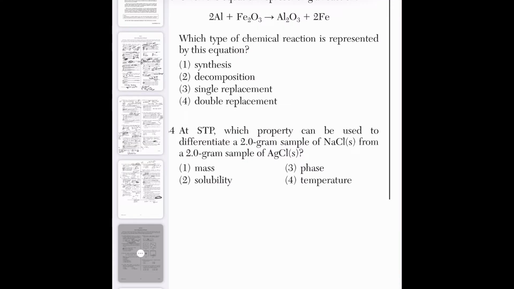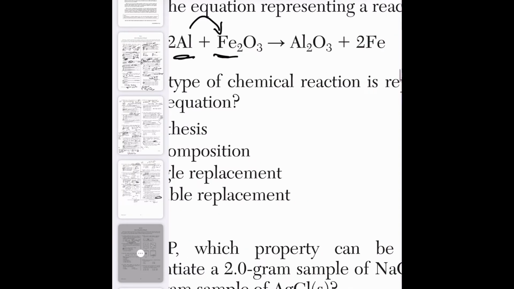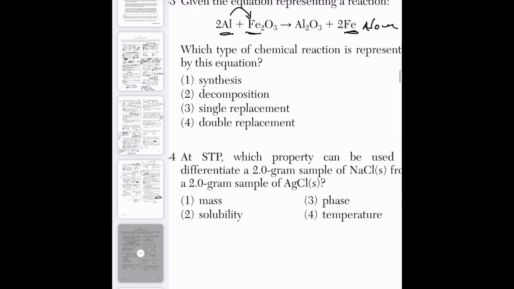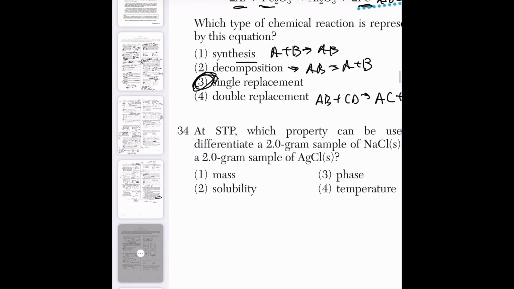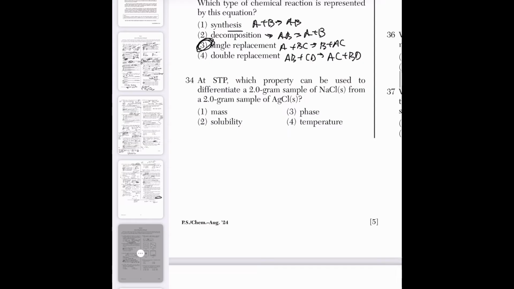Which type of chemical reaction is represented? Okay, this is a single replacement because this replaces the Fe2 with O3 here, and now on the other side, the Fe is alone. So it's single replacement. If it were synthesis, it's like A plus B makes AB. Decomposition, AB makes A plus B. Double replacement, AB plus CD. Now this is like A plus BC makes B plus AC. Yup.